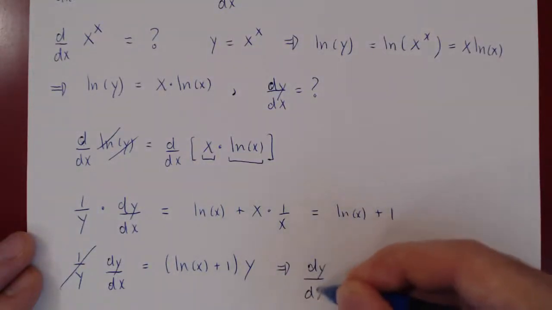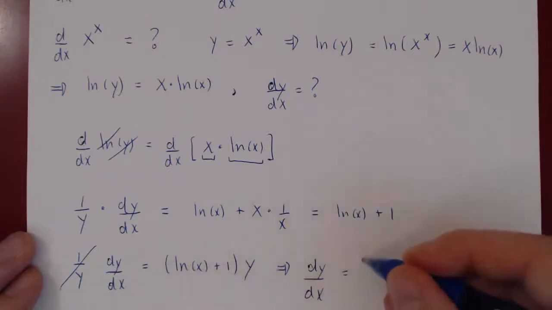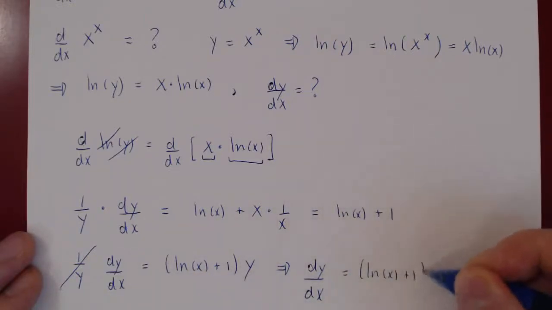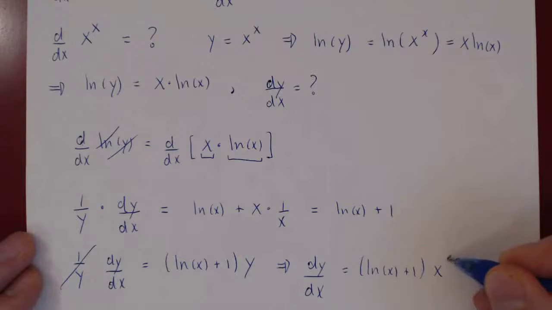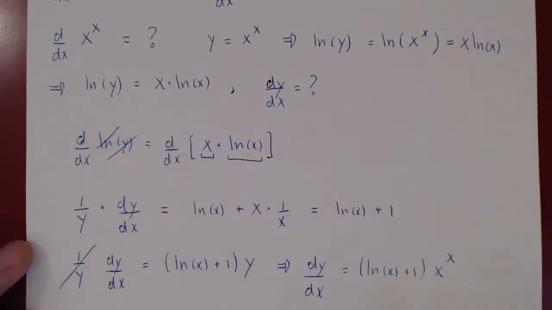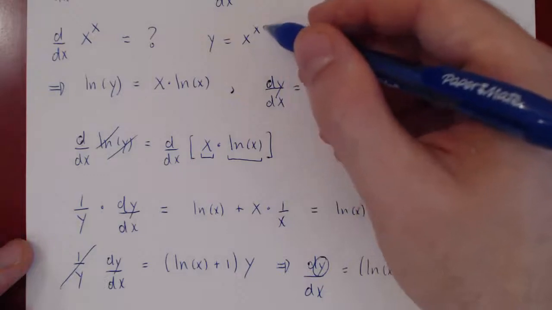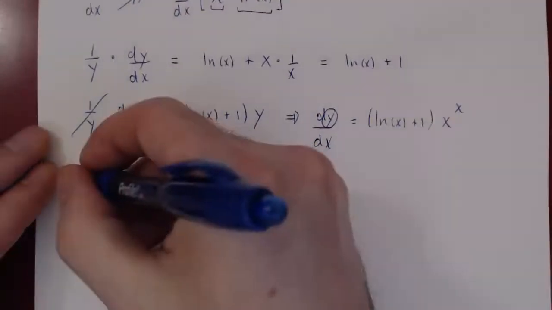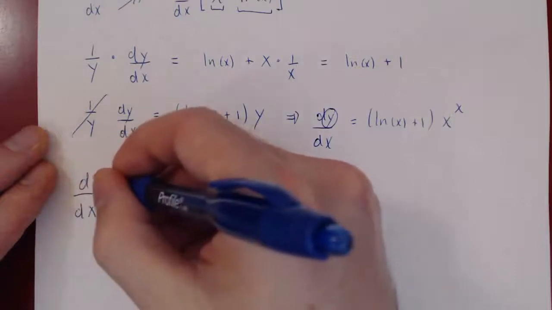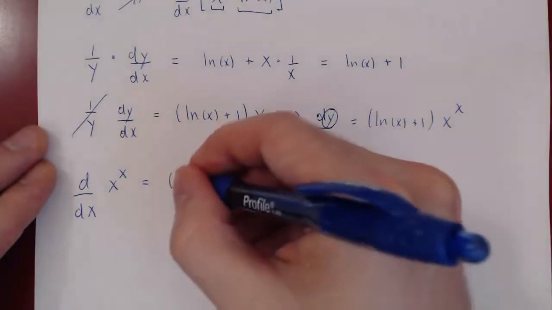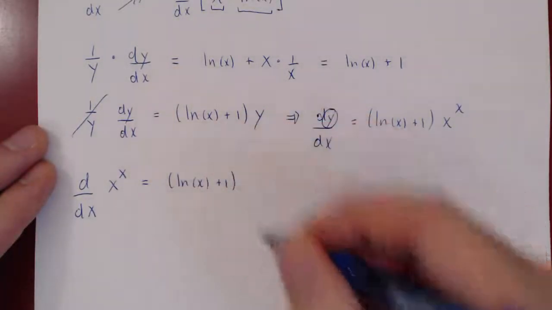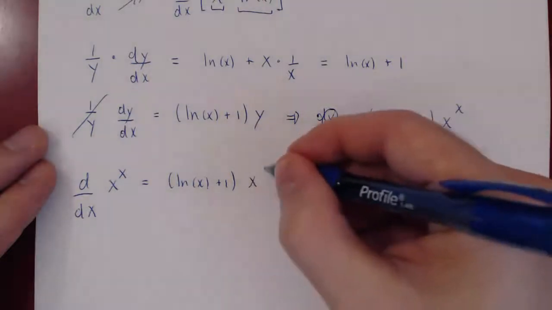dy over dx is ln of x plus 1 times y, and y, as we've just stated, is x to the x, so times x to the x. And so we can finally write, if you want to replace y in here by its actual expression as a function of x, which is x to the x, we have our conclusion. The derivative of the function x raised to the power of x happens to be ln of x plus 1 times x to the x. And there you have it.